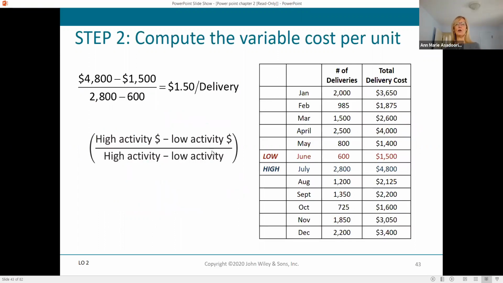Okay, so back here, right? So here is your high activity in July, 2,800 deliveries, and the cost is 4,800. The low level of activity is 600, and the cost at that low level of activity is 1,500. So I'm looking at the change in cost over the change in activity, and I get a variable cost of $1.50 per delivery. Is everybody good with that? Okay.